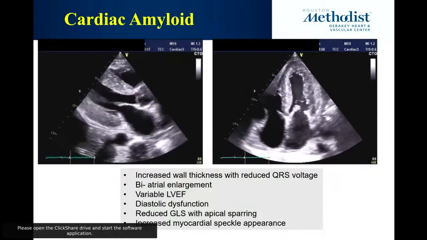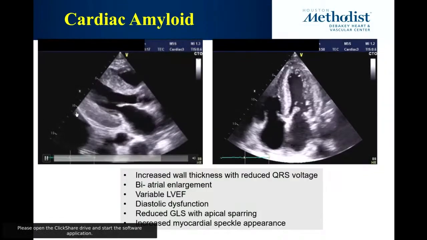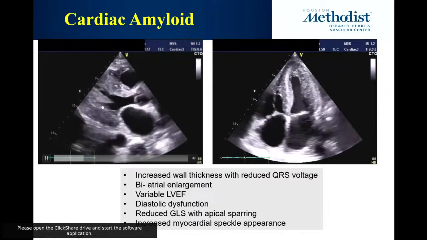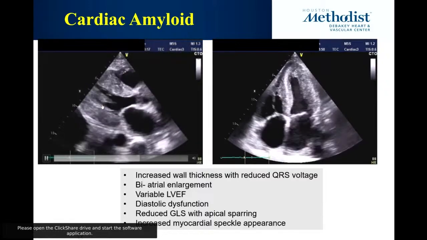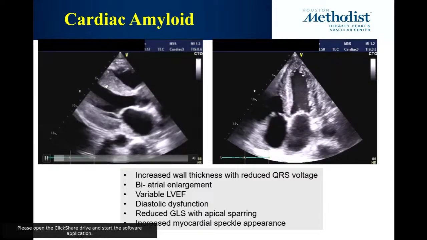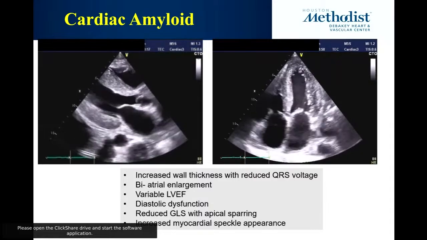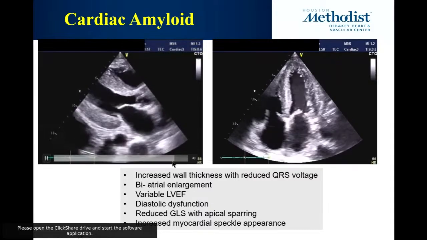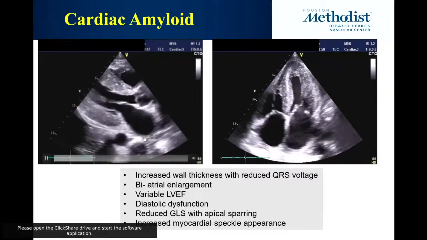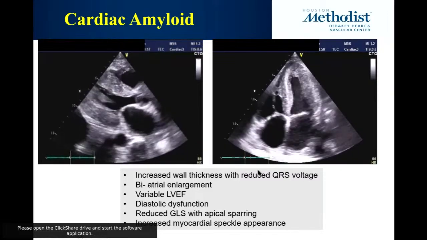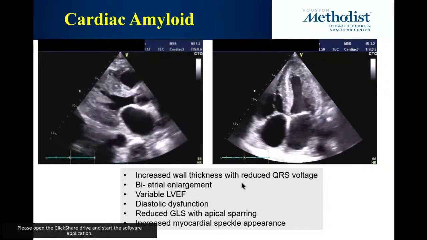So this is a patient with amyloidosis. Again, what do you see? You see a hypertrophic heart with a good EF. This could be some other forms of hypertrophy, maybe the Fabry disease. But typically, you have increased wall thickness. The QRS doesn't reflect LVH.